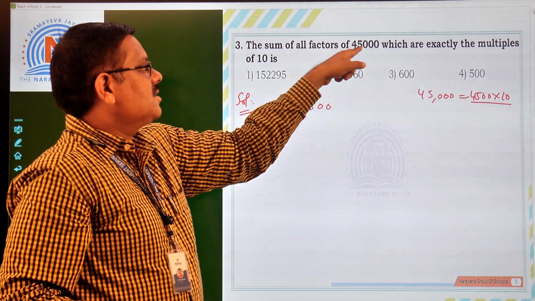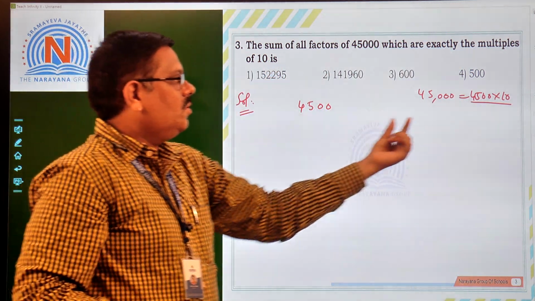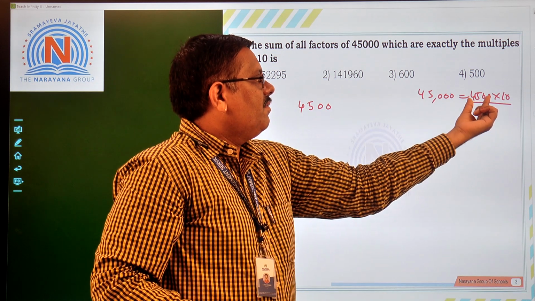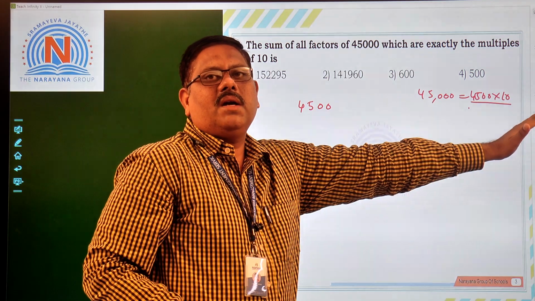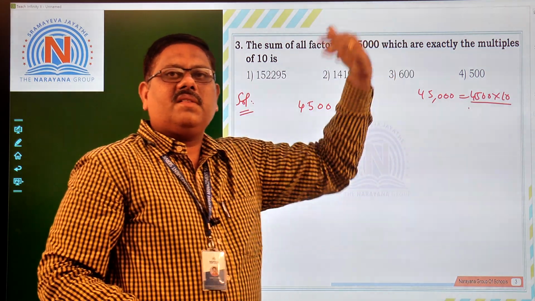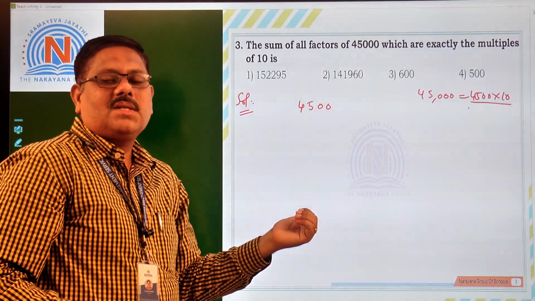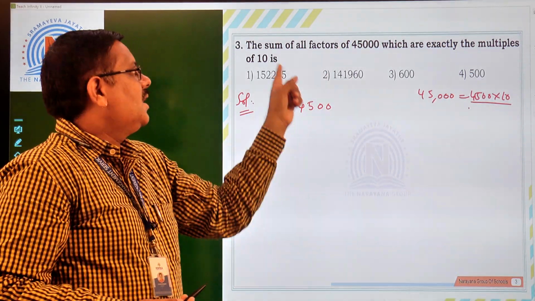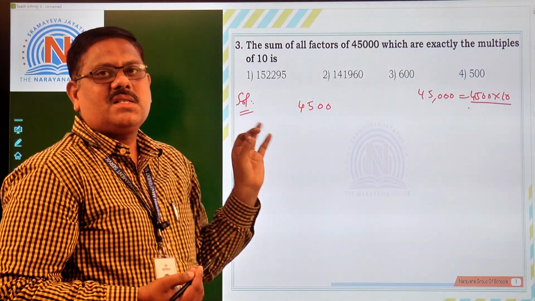The sum of all factors of 45,000 which are exactly the multiples of 10. So what to do? Find the sum of the factors of 4,500, then it is multiplied with 10 every time. So every factor is a multiple of 10 now, and all of them are summed up. So the required answer we get. Instead of working with 45,000, it's a simple way.